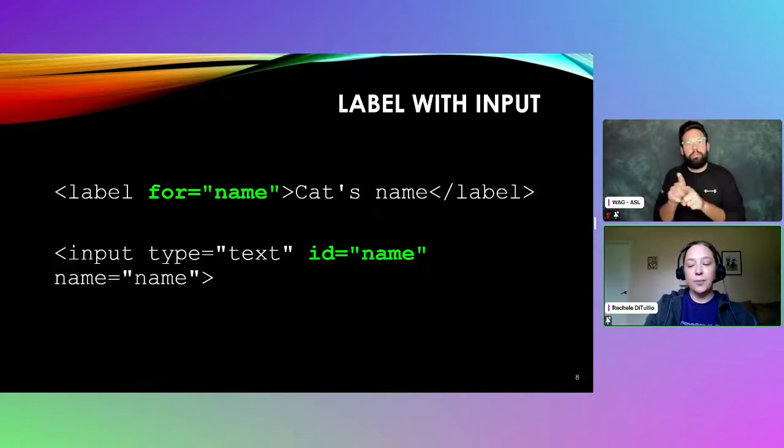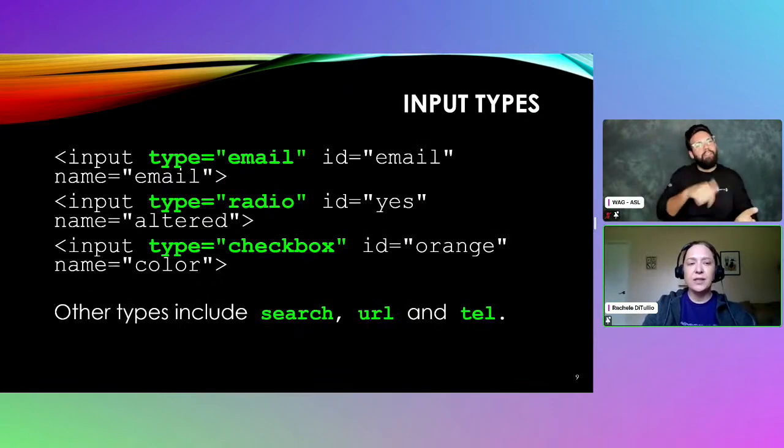So this is our basic input, and the default type out of the box is type equals text. You don't even have to define that, though it is best practice to define your types. But there are other types, and I want to talk about that just so you know that you have options. Some other input types I've got highlighted here on the screen are type of email, type of radio, or type of checkbox. And this is an example of how those might look marked up in HTML.